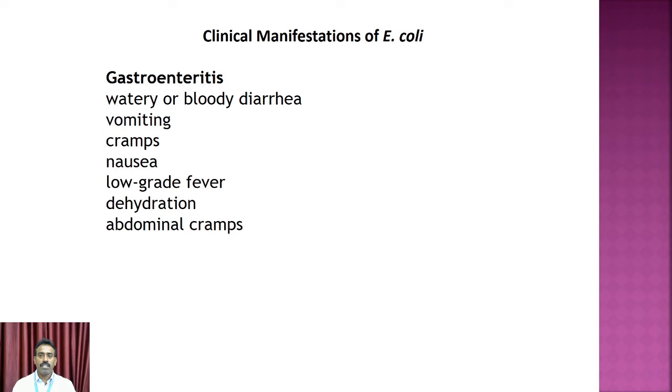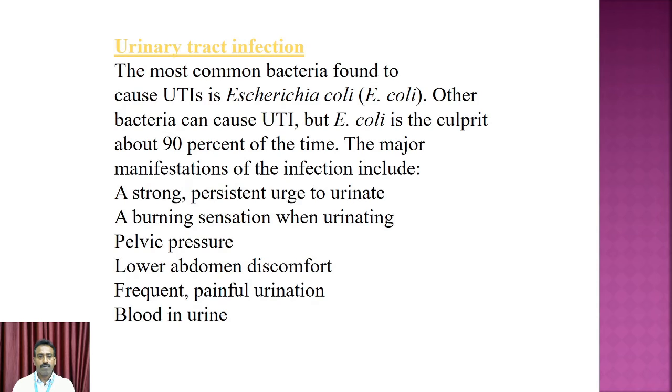So, clinical manifestations of E. coli. It produces gastroenteritis, with watery or bloody diarrhea, vomiting, cramps, nausea, low-grade fever, dehydration, and abdominal cramps.